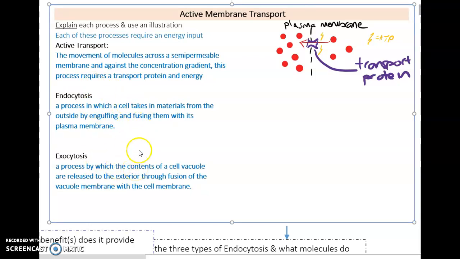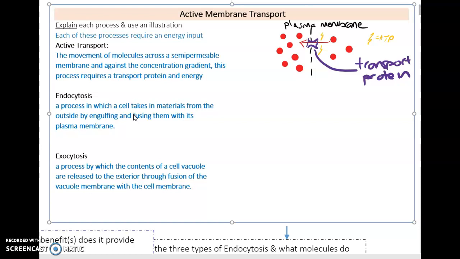Okay, so I've popped the definition for endocytosis and exocytosis together so you can compare and contrast them. So endocytosis is a process in which a cell takes in materials from outside the cell by engulfing them and fusing them with the plasma membrane. Whereas exocytosis is when the contents of a cell vacuole, remember that's a little bubble within its own little membrane, is released to the exterior through fusion of the vacuole membrane with the cell membrane. And I'll draw them both up and you'll see how they're the same but opposite.